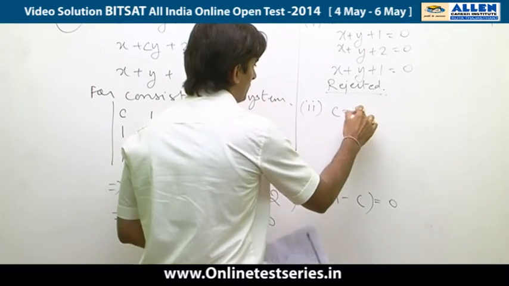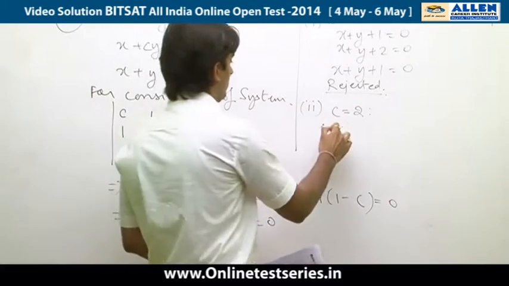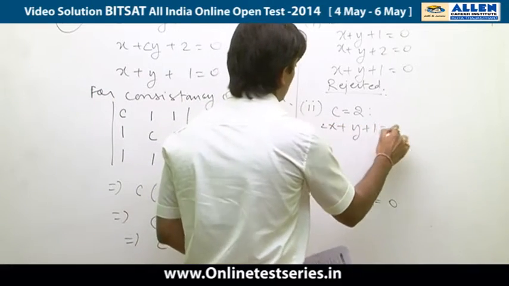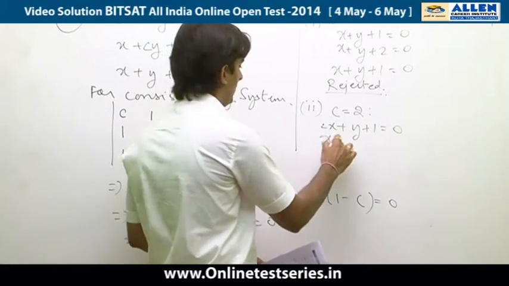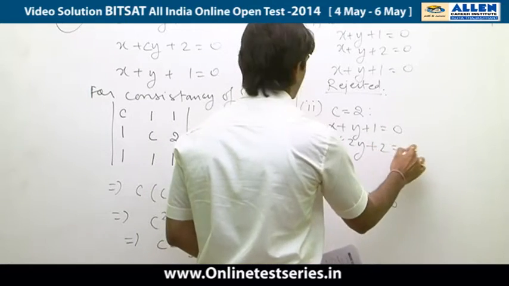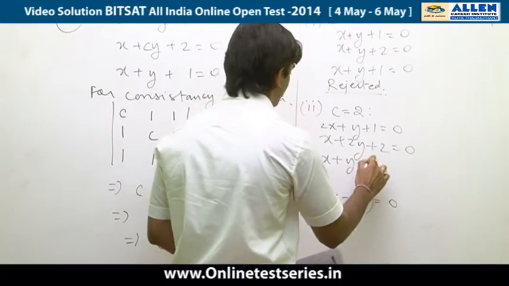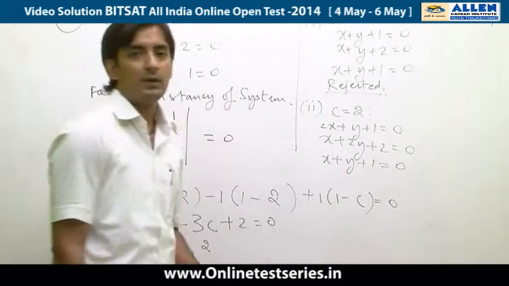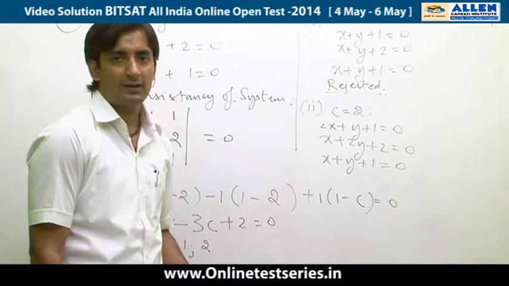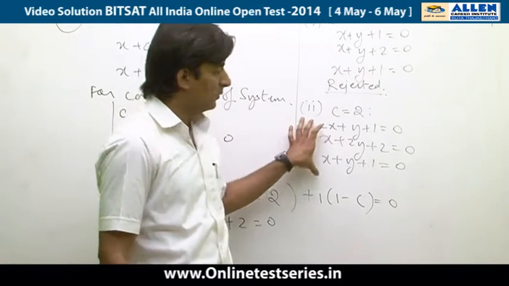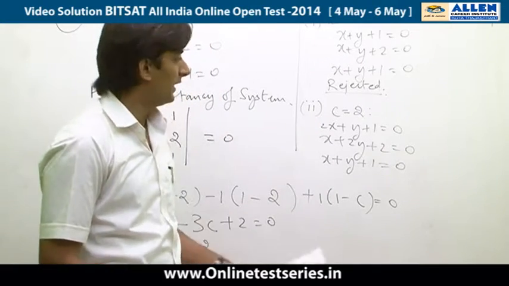At C equals 2, we get 2x plus y plus 1 equals 0, x plus 2y plus 2 equals 0, and x plus y plus 1 equals 0. None of these three lines are parallel, so we can say C equals 2 can be our solution.